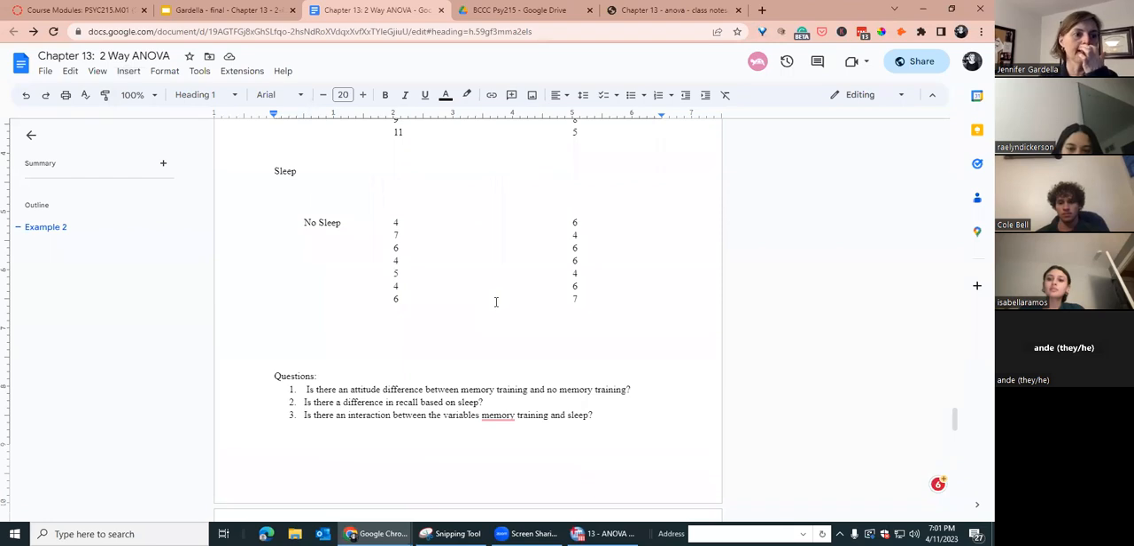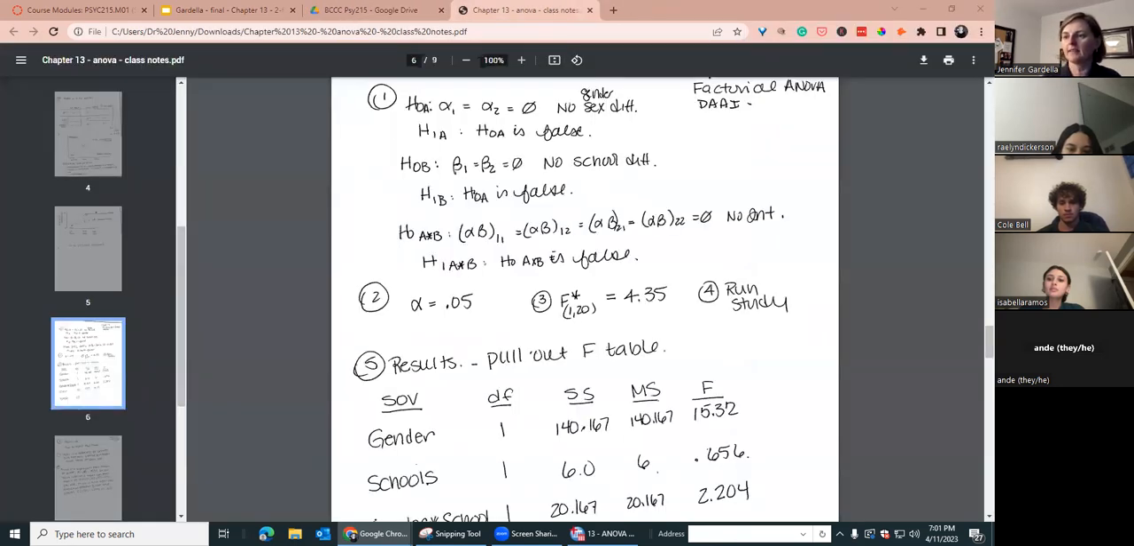Question, is there a difference in memory training and no memory training? Is there a difference in recall based on sleep? And is there an interaction between memory training and sleep? So let's take a look at the SPSS.